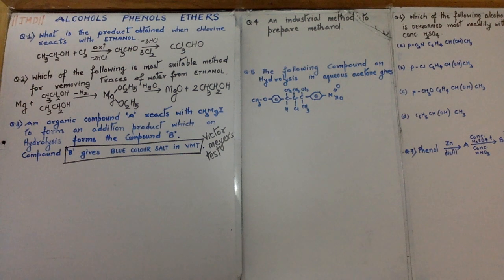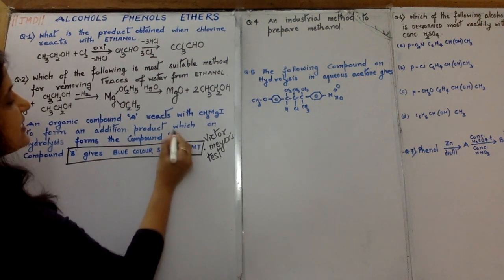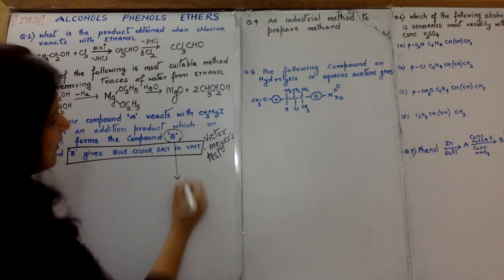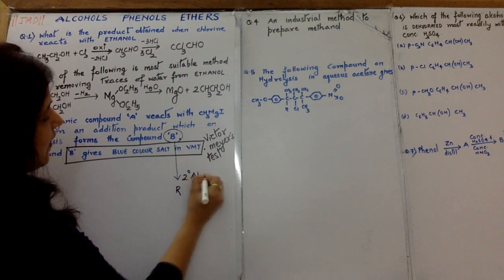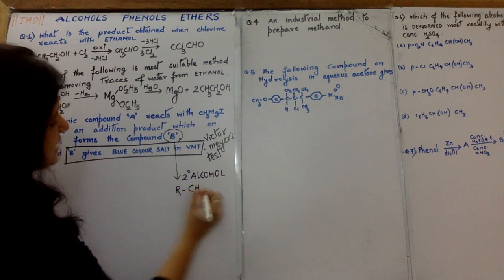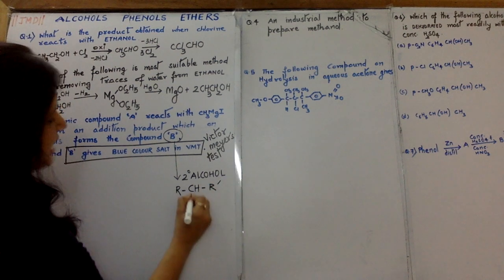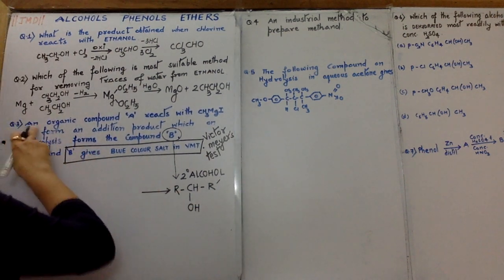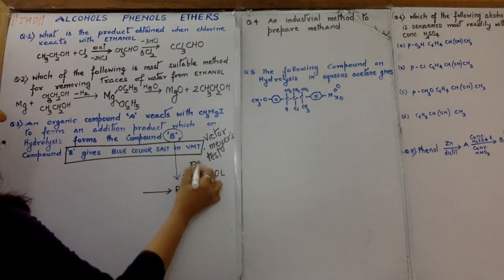It means compound B must be a secondary alcohol. B is some secondary alcohol, a 2-degree alcohol, which will have the general representation RCHR'-OH. Now, this is B, a secondary alcohol.